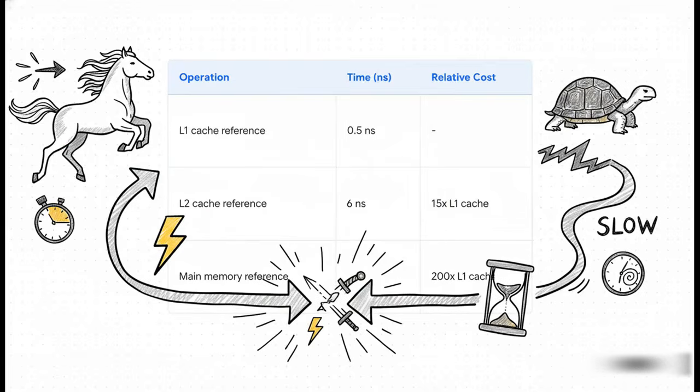This table, wow, it really lays out the battlefield for us. Just look at the difference. Getting data from the CPU's fastest cache takes half a nanosecond. But getting that same data from main memory, 100 nanoseconds. That's 200 times slower. That gap is everything. It's where this race is won or lost.